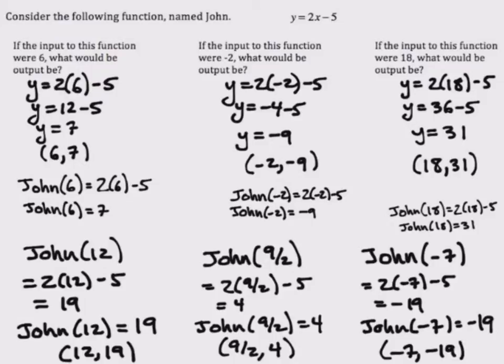Now, we can have any number as an input and find the output. So we need a general way to write John's rule using function notation. And instead of using y to represent the output when the input is x, we would simply say John of x equals 2x minus 5. The output, when the rule John is applied to the input x, is 2x minus 5. These two right here are absolutely synonymous statements.